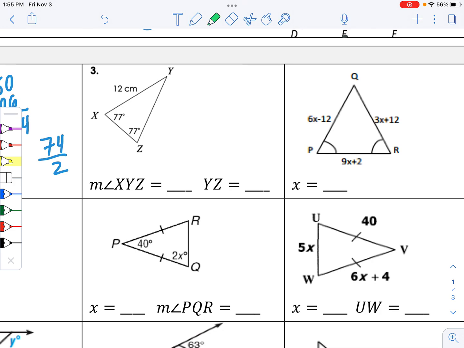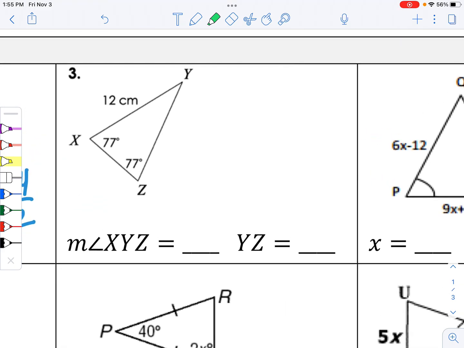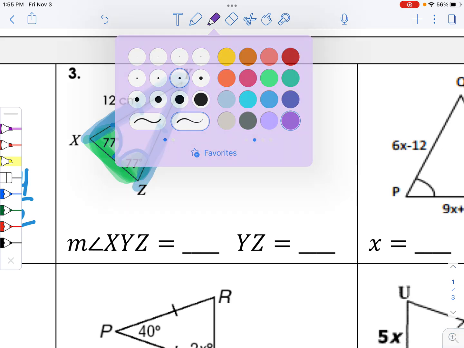All right, now number 3 is different than what you've seen so far. Number 3 does not have any congruence marks on it, not a single one. At first I was hesitant because I was like, well, I can't solve this problem. But then I saw something interesting. This is 77 and this is 77, meaning that this is the base. If both of those are 77, I can mark them as congruent, which means that the legs must be congruent. So this turns this into an isosceles triangle. So this is the converse of the isosceles triangle theorem, okay?